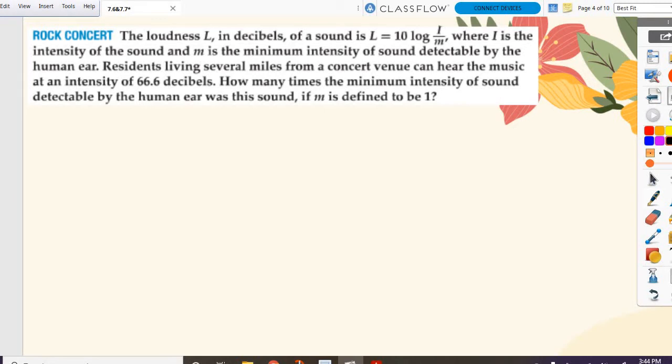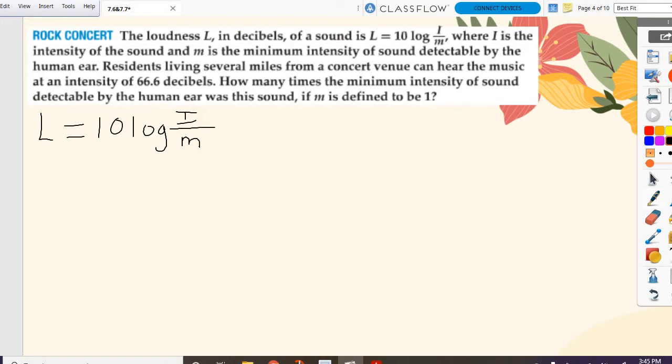So what we're going to do first, and it's usually a pretty good idea, is just rewrite the information that they give us, or draw a picture if it's a picture-type question. In this case, we're not dealing with shapes or anything like that, so we don't really need to draw a picture. However, I'm going to go ahead and write out the information that they give us, which is that equation. So I have L equals 10 log of I divided by M.